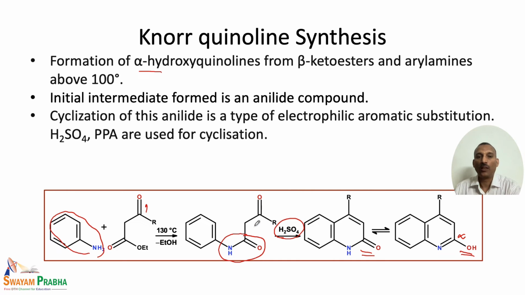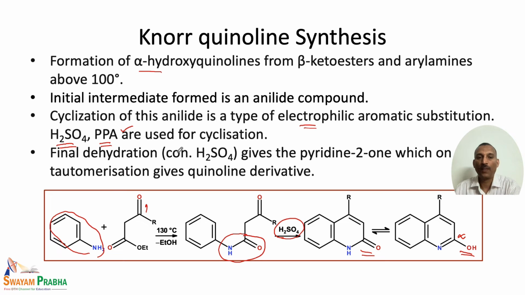The cyclization of this anilide is an electrophilic aromatic substitution reaction, and this cyclization can be effected by acidic reagents like sulfuric acid, or PPA, which is polyphosphoric acid. Any one of these reagents can be used, and of course use of polyphosphoric acid generally gives a cleaner product in these kinds of cyclizations. And final dehydration can be effected by concentrated sulfuric acid, and this gives basically the 2-pyridone derivative, which can undergo tautomerization as we mentioned.